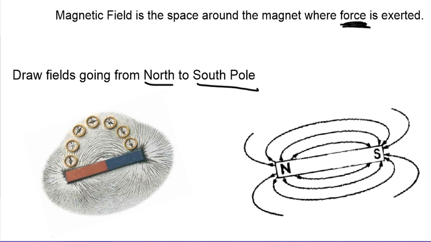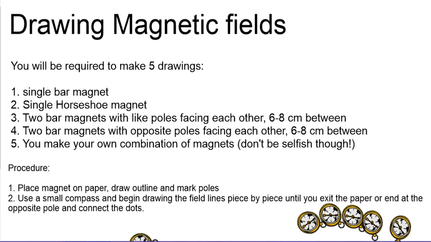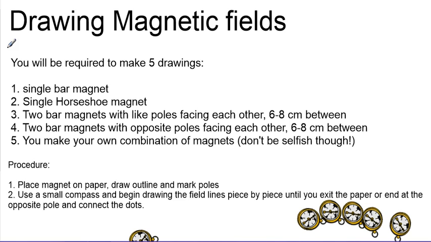And so what we'll be doing in class is a quick activity for you. You will be drawing magnetic fields. So you want to write this down because I'm not going to show this to you in class. You will be required to make 5 drawings. Each of you will have to do 5 drawings. The first 4, everyone's going to do. And then the 5th one is one that you get to choose.